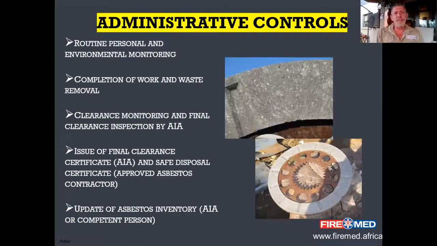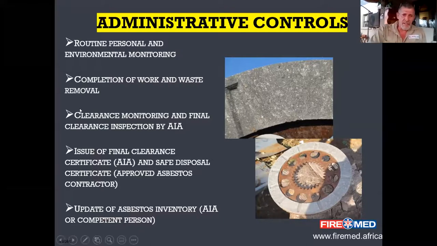The administrative control, okay, routine personal and environmental monitoring. So if you own or you expose any employees to asbestos, then you need to do, if they're in direct contact with the asbestos, personal monitoring, and then background samples of the environment. This also needs to be done on completion of any work. Once all the waste is removed, remember now we have our measuring stick, and during the process, this is all being monitored. And when everything's done and you want your clearance certificate, we need to then measure and see whether that measuring stick has actually gone into the negative.